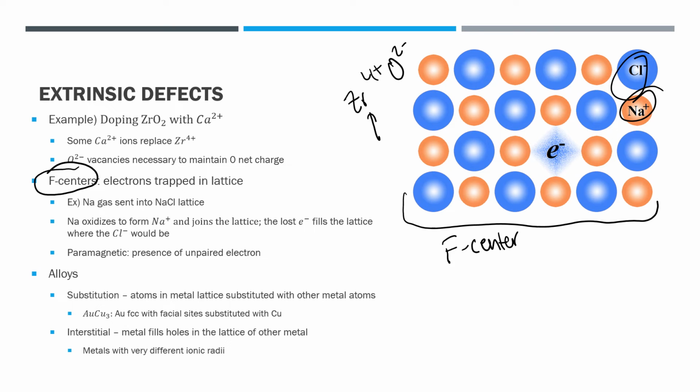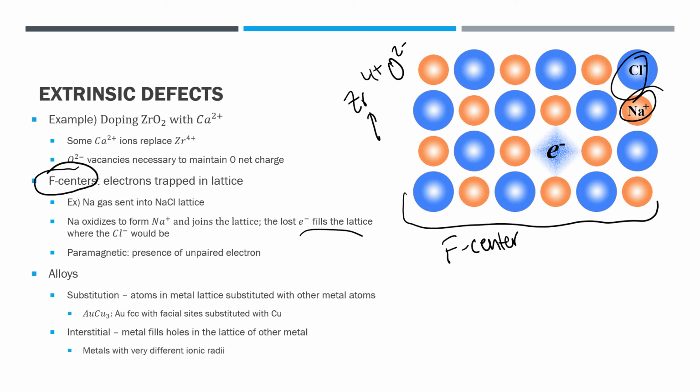Remember how when we add another NaCl, usually there's an Na and a Cl pair in a 1-to-1 ratio. But if I just put Na gas through this lattice, it oxidizes and loses an electron. This electron is going to fill the place of the chloride. So this lost electron fills the lattice where the chloride would have been. You can see here, this is where the chloride would have been if we continue this two-dimensional lattice. But instead, there's just a lone electron hanging out.